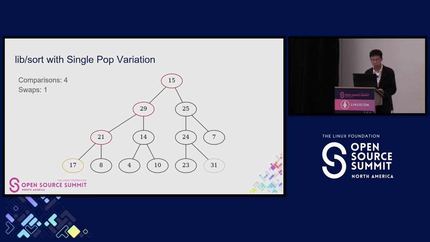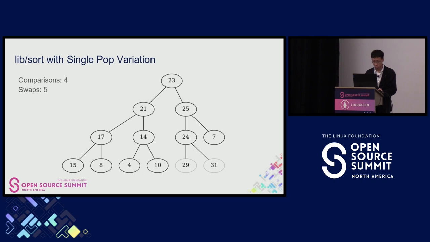Then we again find the sift down path here. We need three comparisons to find the sift down path, and another comparison to compare with the root node to find where we should swap to. And then we do the swaps, swapping the root node to a leaf with another three swaps. So currently we have four comparisons and four swaps here.